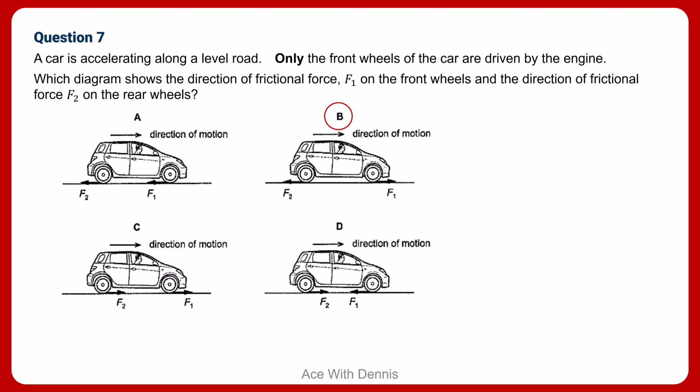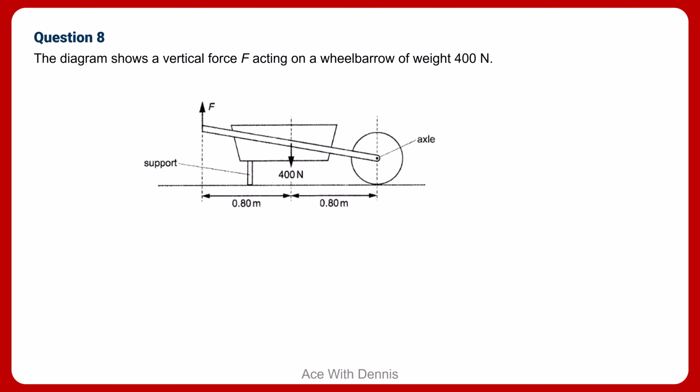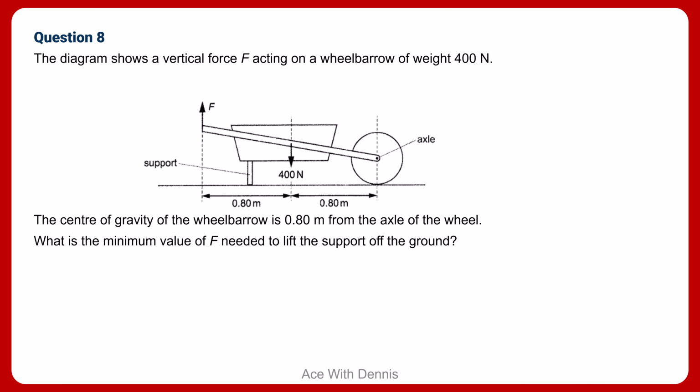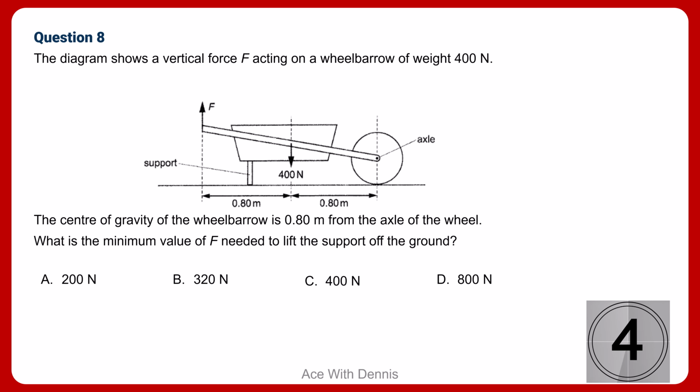Question 8. The diagram shows a vertical force F acting on a wheelbarrow of weight 400 newtons. The center of gravity of the wheelbarrow is 0.80 meters from the axle of the wheel. What is the minimum value of F needed to lift the support off the ground? A. 200 newtons, B. 320 newtons, C. 400 newtons, or D. 800 newtons. The answer is A. 200 newtons.